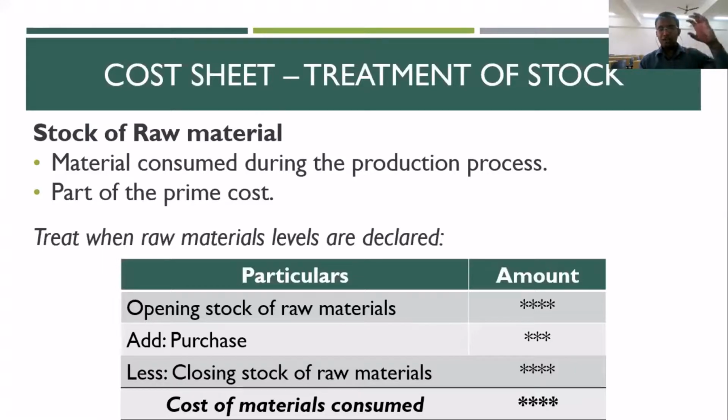So you will start off with opening stock, add the purchases during the course of the year or time frame, and then from that you would subtract the closing stock. This will help you to know the cost of raw material that is consumed. Now, this computation we would have to apply only if we have been given the levels of raw material. But if the cost of material consumed is given to us directly, you need not do this calculation.